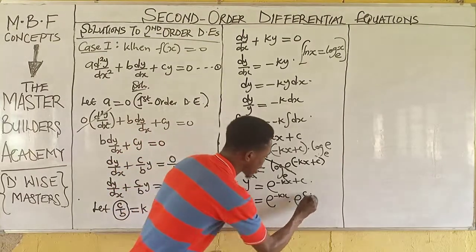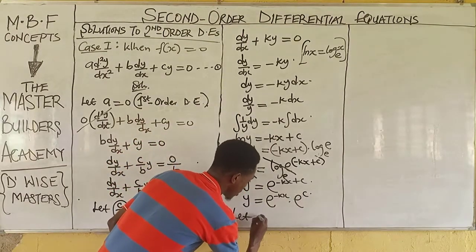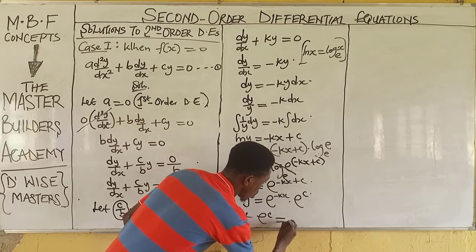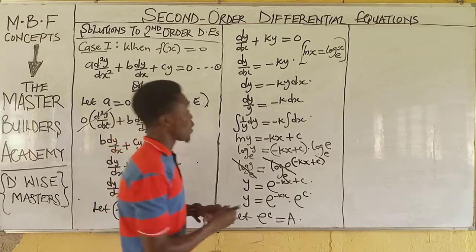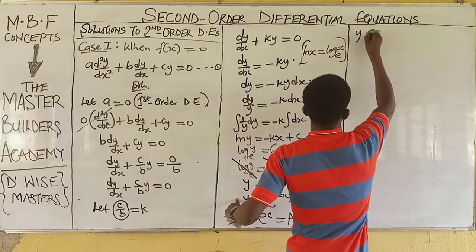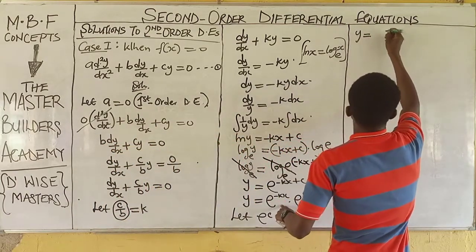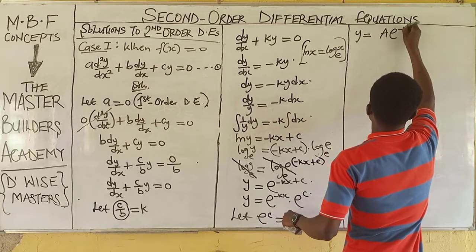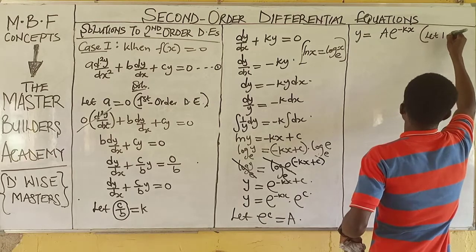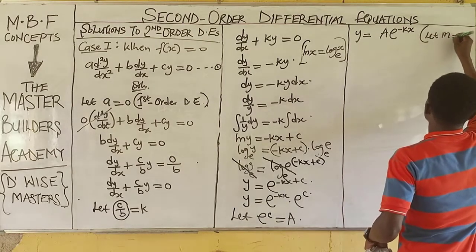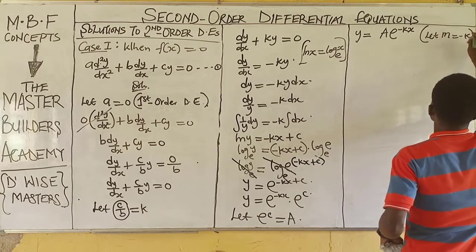Now I'm going to take this as a constant. Let e exponent c be equal to A. Finally, we will have this as y is equal to A e raised to power minus kx. Now, let minus k be equal to m.